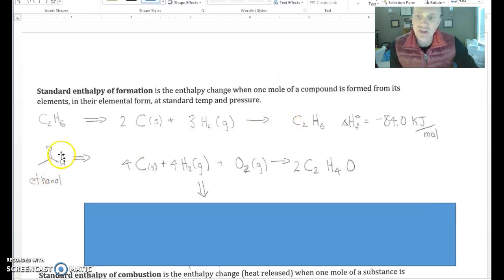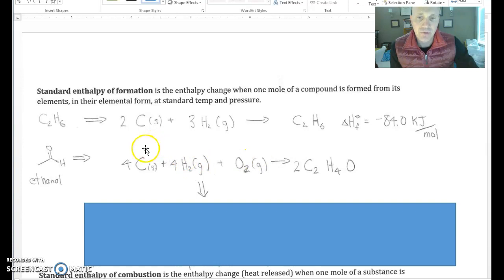Okay, so another example, ethanol. If we take that, this has only got carbon, hydrogen, and oxygen. So first of all, ask yourself how does carbon come to us in its elemental form? It would just be plain old C. Hydrogen comes as H2, and oxygen comes as O2. And we're trying to make ethanol, whose formula is this right here. So if we go ahead and balance that, this is what we would get as a balanced equation.